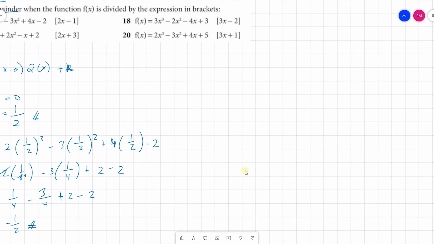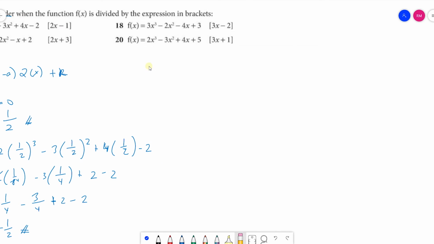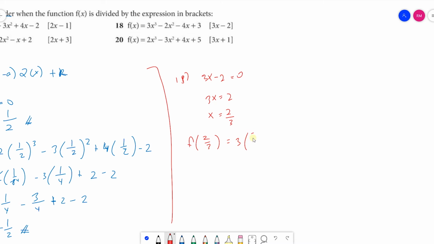Okay, now let's continue to example 18. Maybe this time we can do it a little bit faster. Okay, in example 18, let's find what the x value is. So 3x minus 2 equals 0. Therefore, 3x is equal to 2 and x equals 2 over 3. So if we substitute inside the formula, we'll be getting f(2 over 3) equals 3 open bracket 2 over 3 cubed, minus 2 over 3 squared, minus 4 times 2 over 3, plus 3.